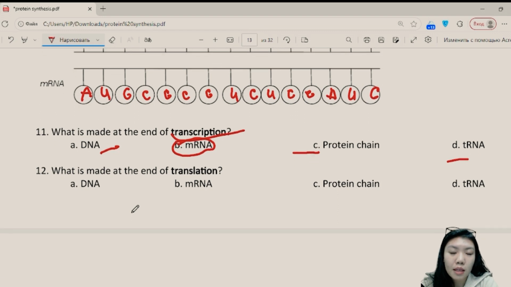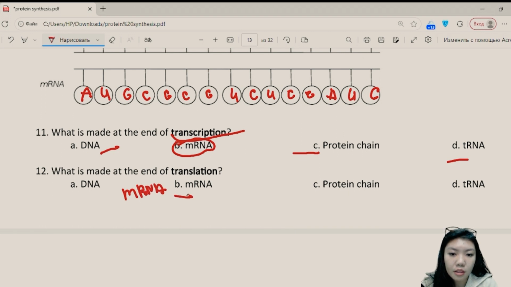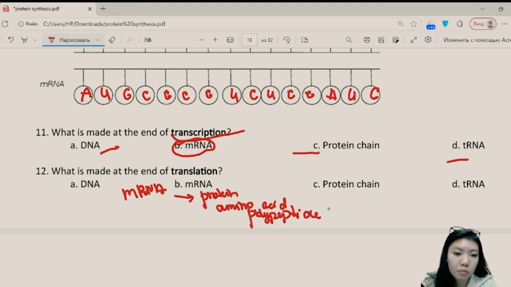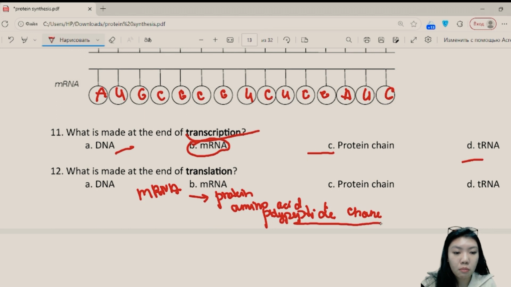Next question, what is made at the end of translation? So we have the mRNA, and after the translation, mRNA is changed into protein or amino acids. Amino acid is a monomer, protein is a polymer. Or we can say polypeptide chain. Why polypeptide chain? Because the bond between amino acids is a peptide bond. That's why there are several bonds, and that's why it will be the polypeptide chain.